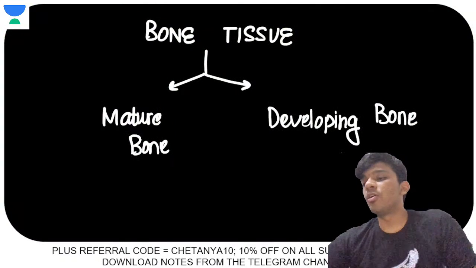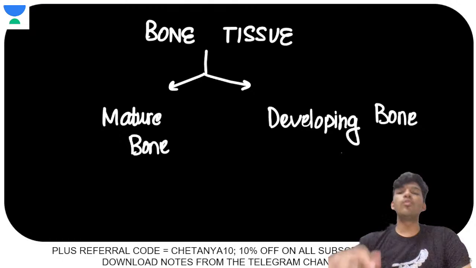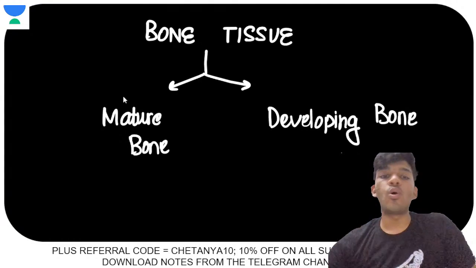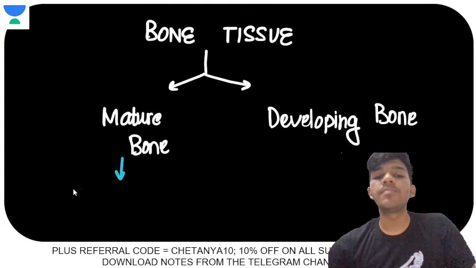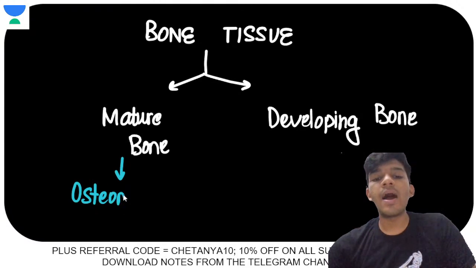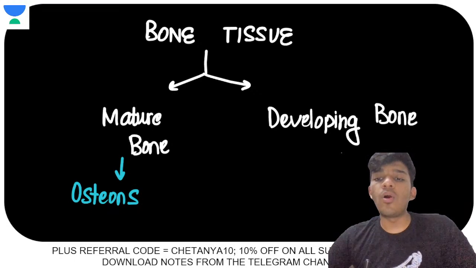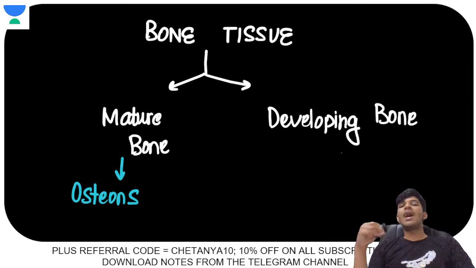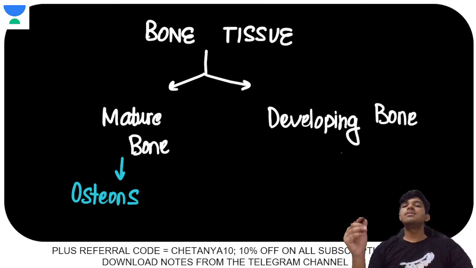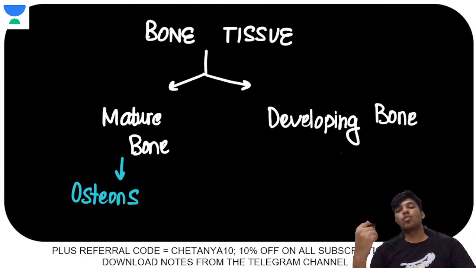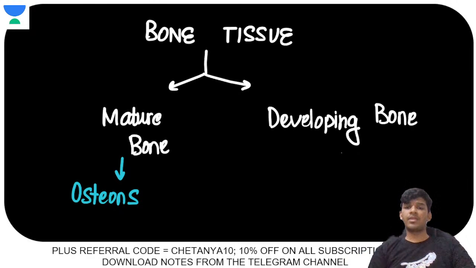Okay, and let's talk about mature bone and developing bone. So mature bone is what I just showed you, right? Now the characteristic of mature bone is that it has osteons or Haversian systems, something that I've already explained. There is a central canal called the Haversian canal, around which you have concentric lamellae, interconnected to each other by transverse canals called Volkmann's canals, where you have interstitial lamellae, and circumferentially you have the presence of circumferential lamellae, right?